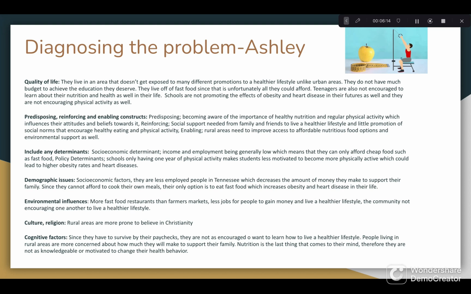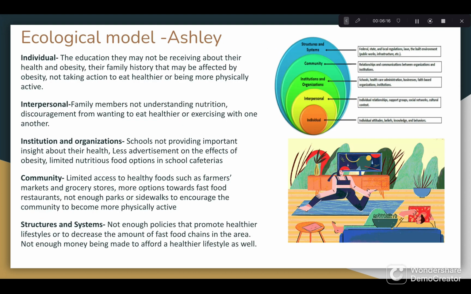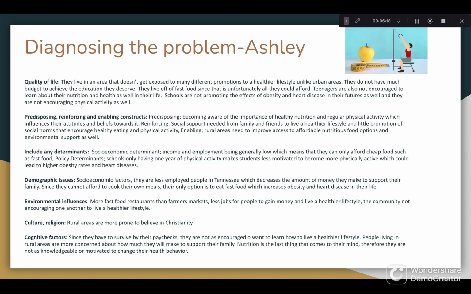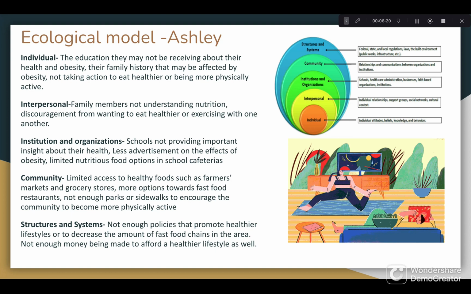So family members may not be encouraging them to eat healthier. Instead, they're discouraging them, and not having that support from family can be a very detrimental effect to their health. When looking at the institutions and organizations, schools may not be providing important insight about their health.